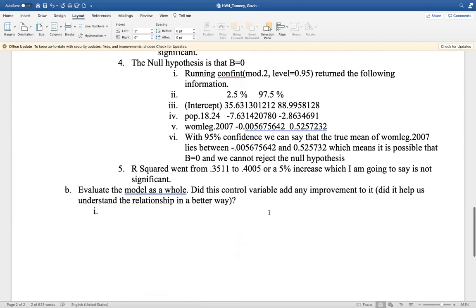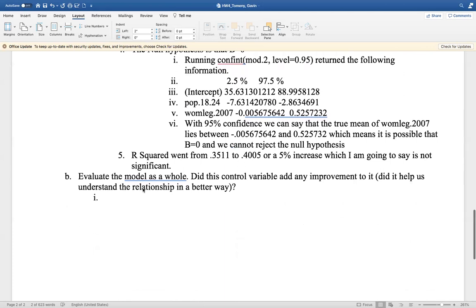So the last thing, which is the one question I haven't answered yet, is evaluate the model as a whole. Did this control variable add any improvement to it? Did it help us understand the relationship in a better way? And basically, I'm going to say no, it did not. It's basically that control variable of the women in legislature. It didn't have much of an effect. It was not statistically significant, nor did it have any crazy high change on the R squared. So I'm going to say that it did not improve it.